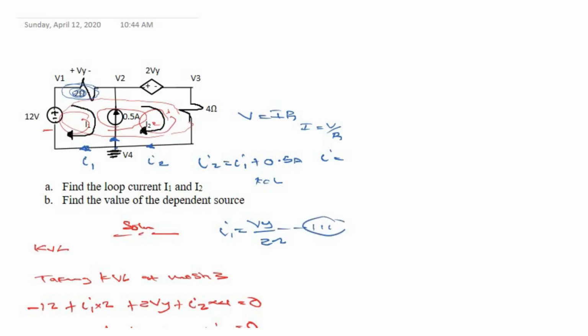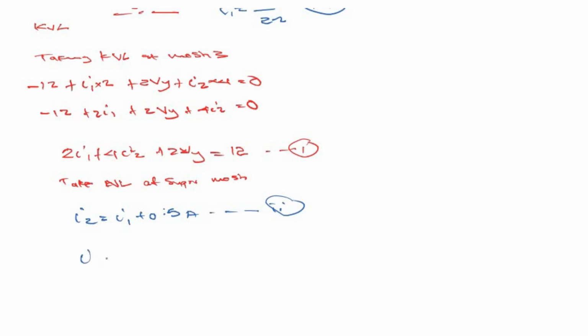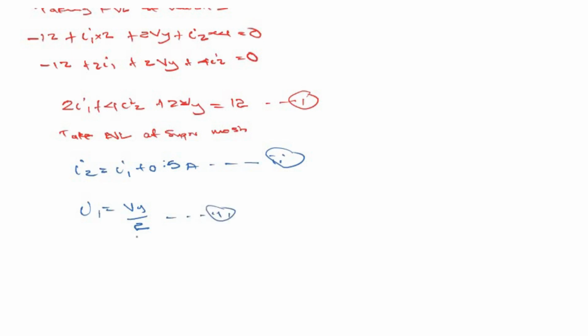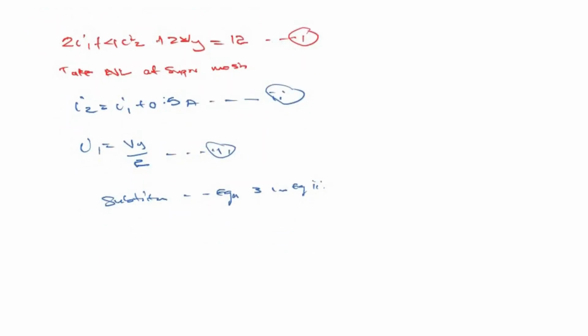How many equations are we having now? We are having 3 equations. We say that our I1 is equal to Vy all over 2. Now let's go to mesh 2 and get the expression for I2. Looking at our equation 3, we can say, substituting equation 3 in equation 2, we are going to have I2 is equal to Vy all over 2 plus 0.5. This is equation 4.